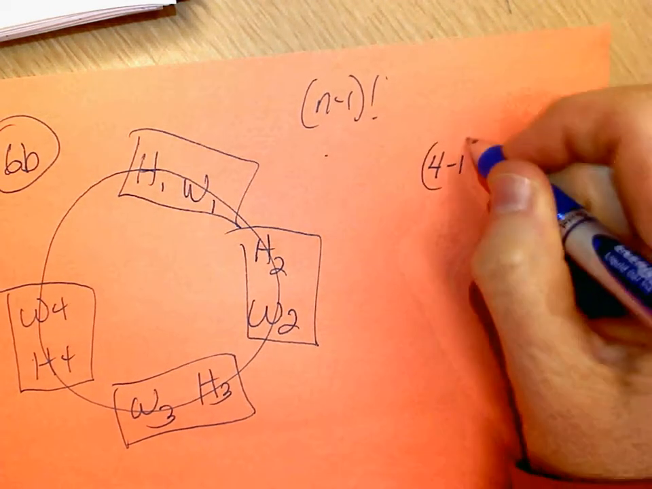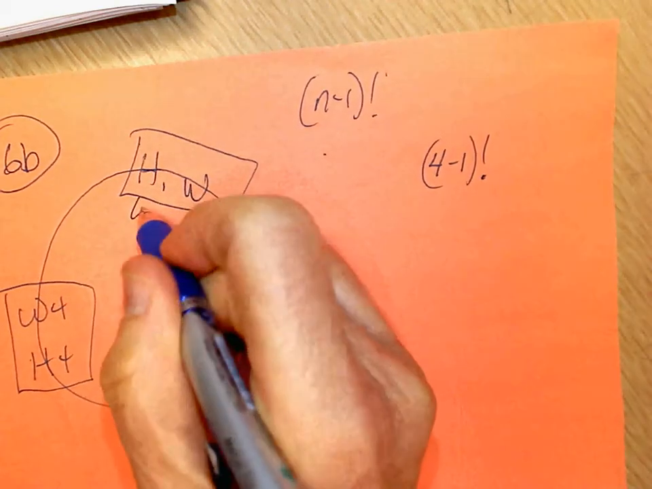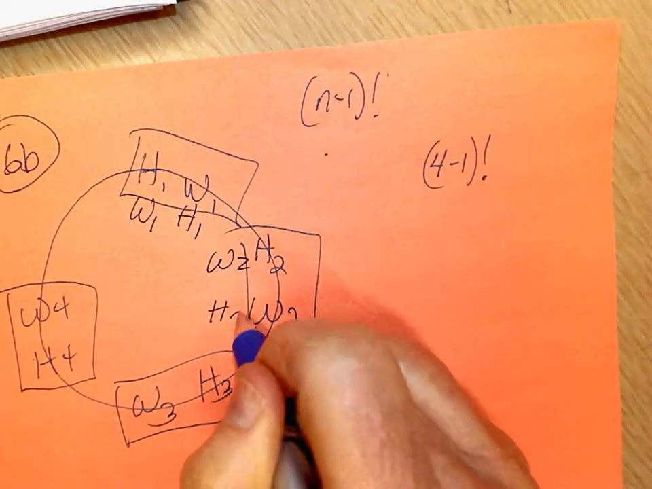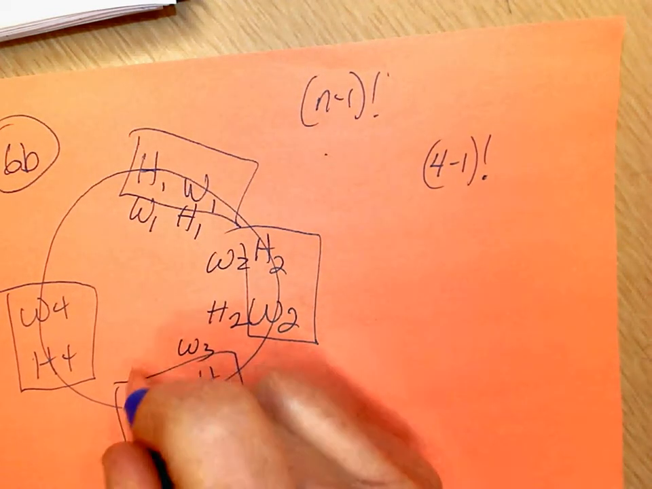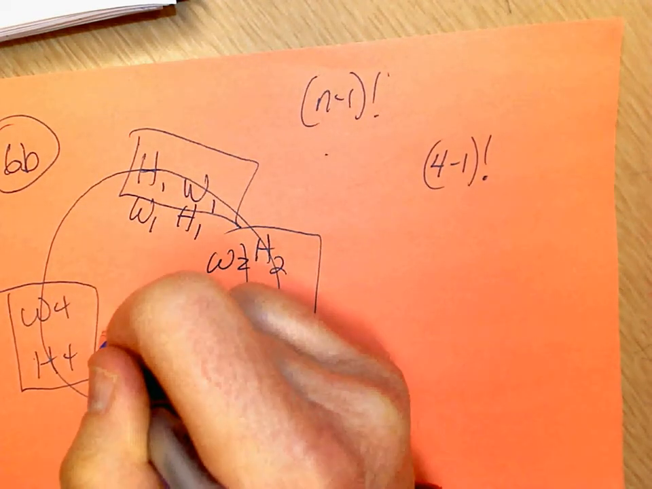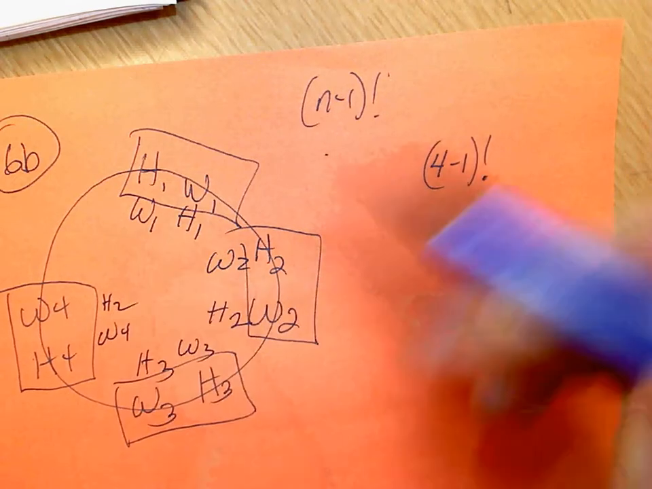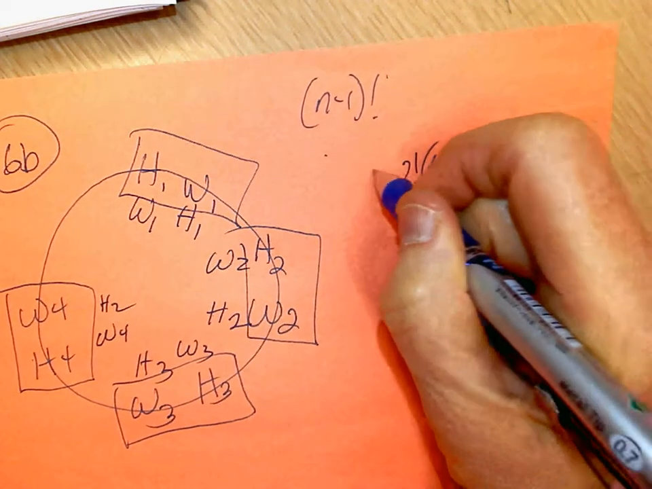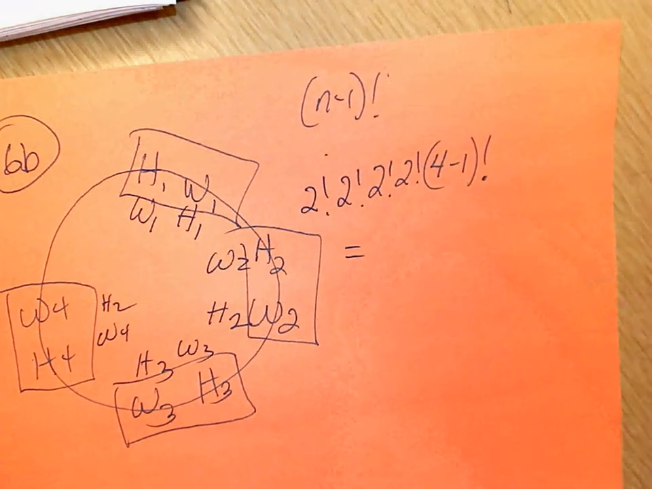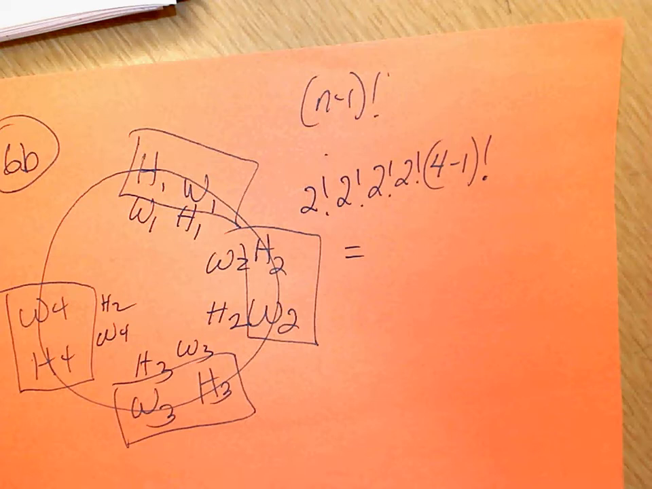But this could be wife 1, husband 1, and this could be wife 2, husband 2. It could be wife first, right? So we have all these arrangements, and this could be wife 4, husband 4. So in effect, we have 2 factorial, 2 factorial, 2 factorial, 2 factorial. So 2 times 2 times 2 times 2 is 16, times 3 factorial, which is 6, and I got 96.